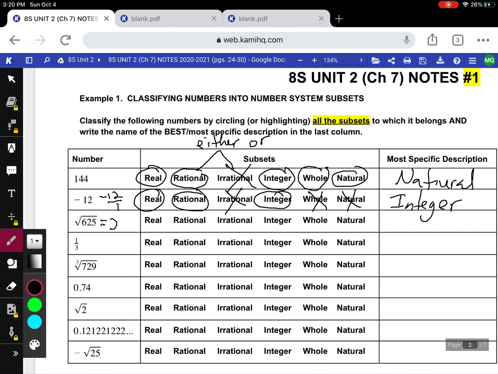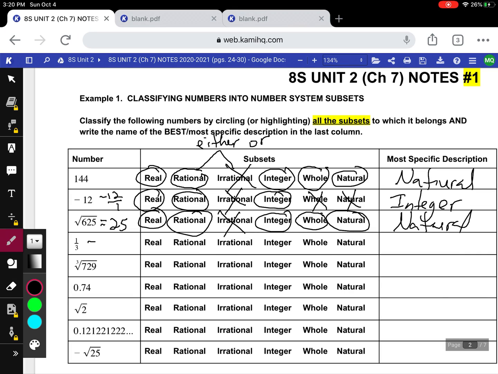Square root of 625. Well, 625 is a perfect square, as I recall. That's going to be 25. So I have a nice number, 25. I'm always going to be in the real number system. I'm either rational or irrational. Well, that's rational, okay, because I'm not a decimal. I can be written in the form 25 over 1. An integer, negative infinity to infinity. Yep, I'm good there. A whole number is 0 on up. I'm good. And a natural number, 1 on up. Yep, and then my most specific is a natural, okay?